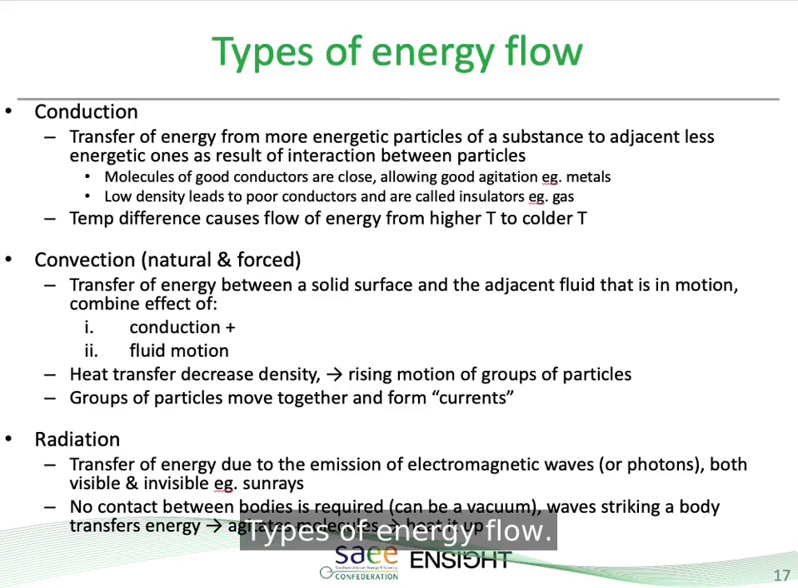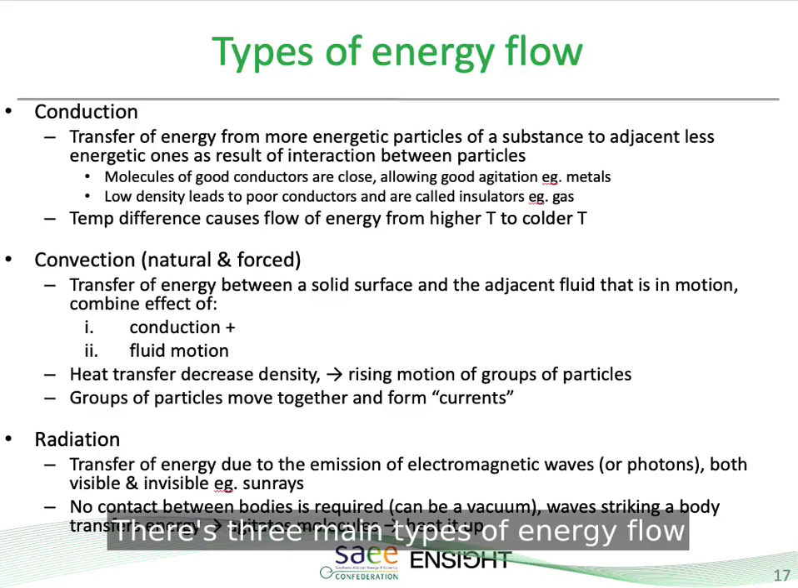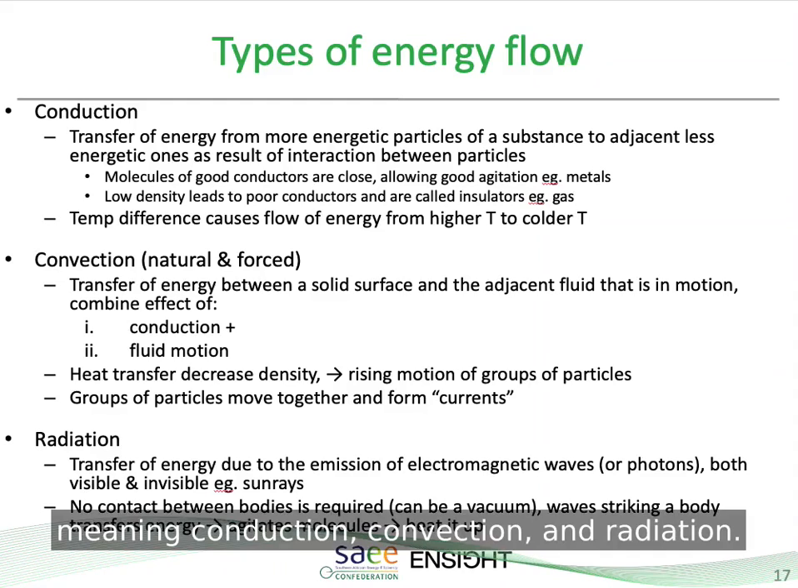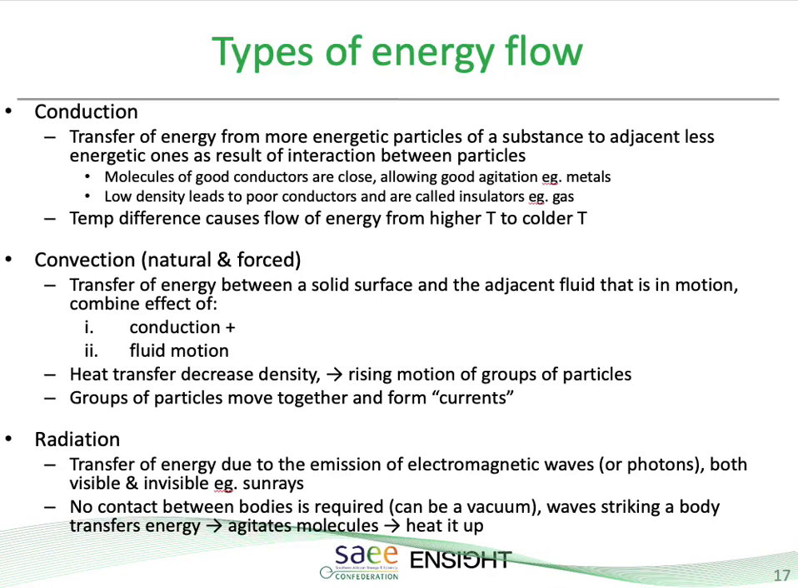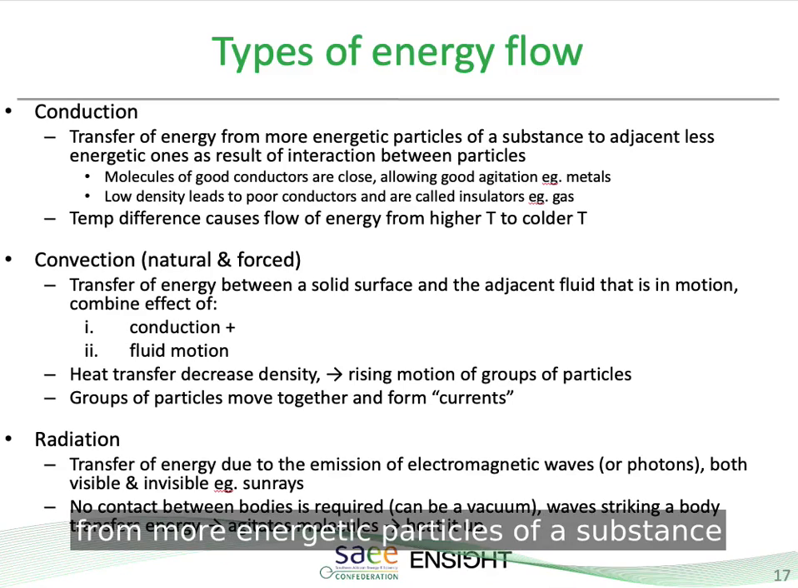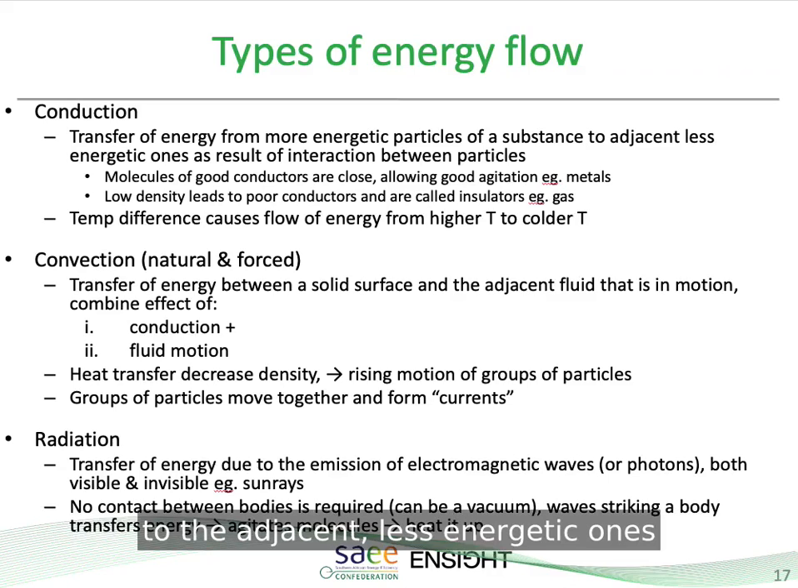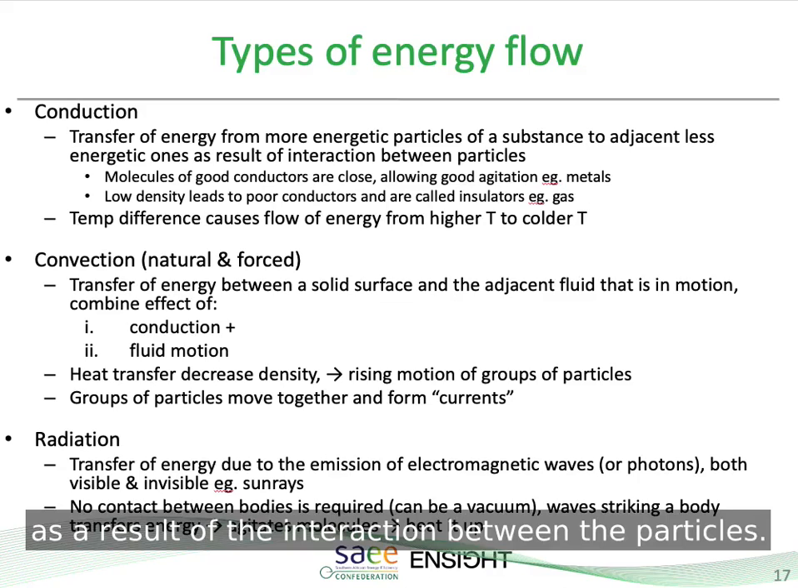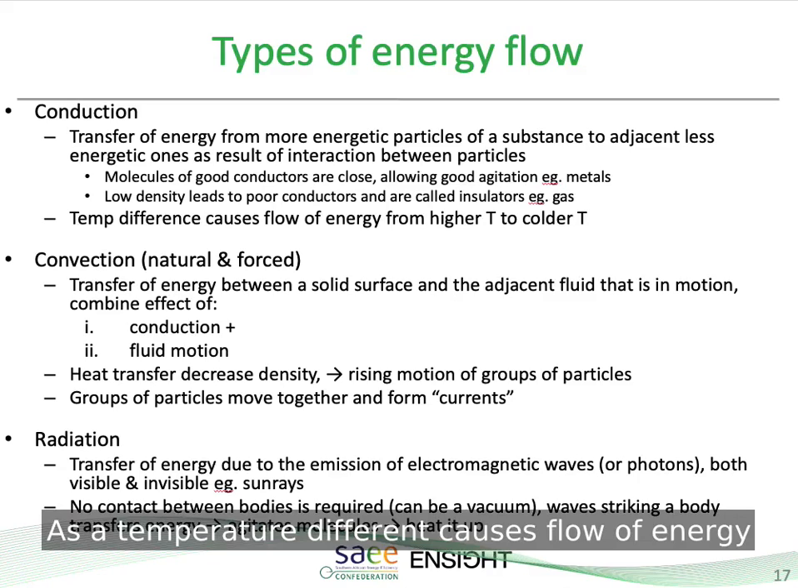Types of energy flow. There are three main types of energy flow: conduction, convection, and radiation. Conduction is a transfer of energy from more energetic particles of a substance to the adjacent less energetic ones as a result of the interaction between the particles. A temperature difference causes flow of energy from higher temperature to cooler temperature.